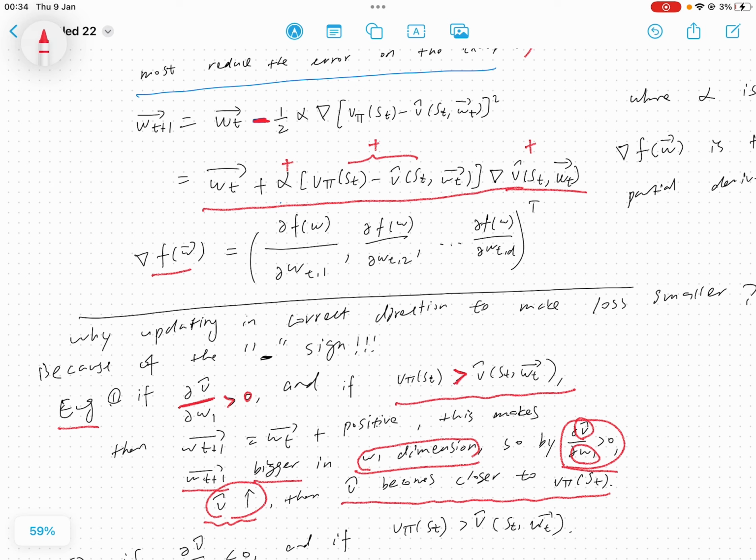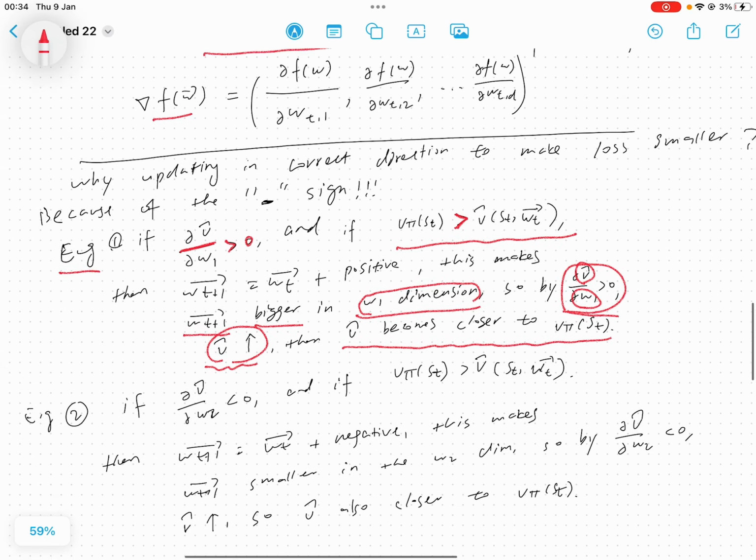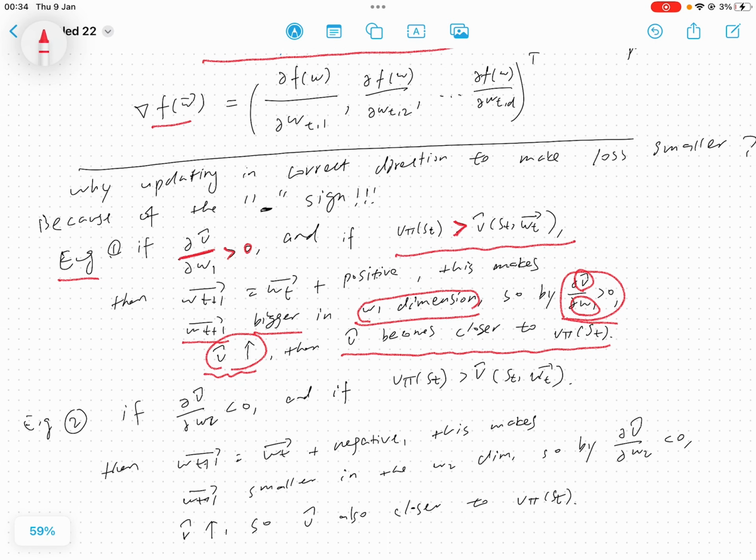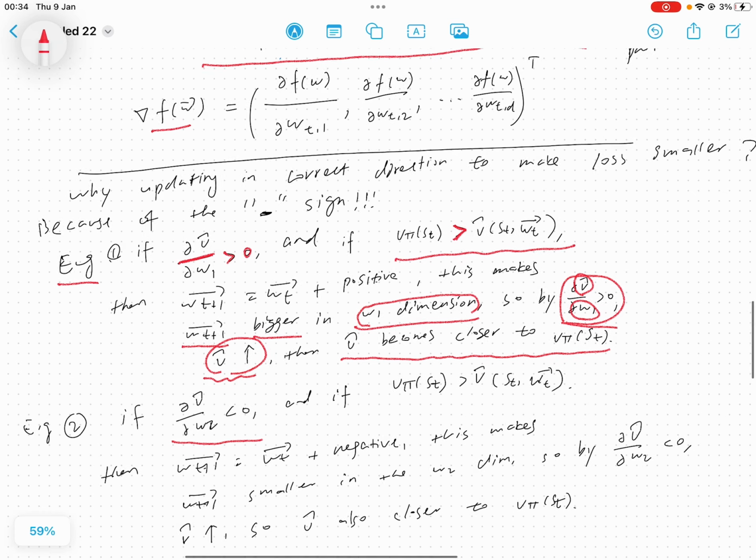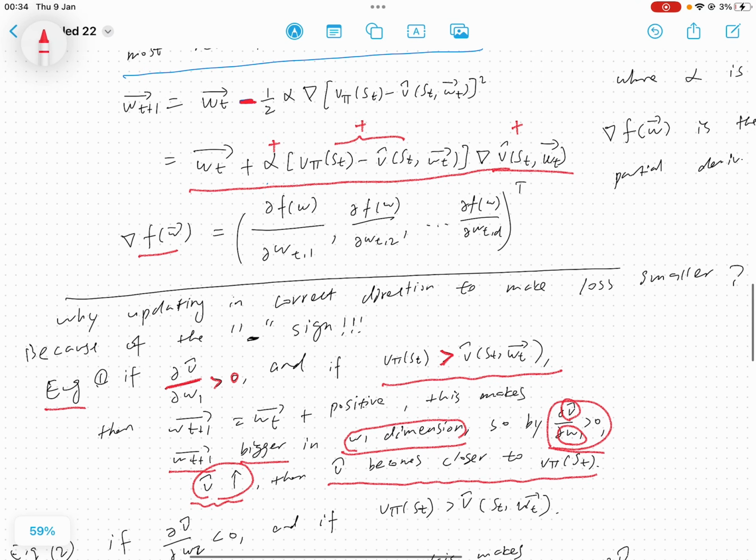Good, very good. So now let's go to another example. Suppose, for example, in the second dimension, V hat is decreasing in W2. And again, we assume that this ground truth, or this target, is bigger than V hat. Of course, you can suppose it the other way around, but that won't change the result. This is just for example.